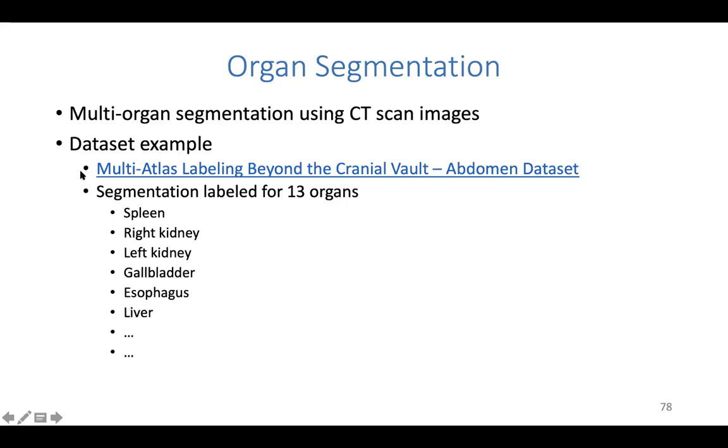One representative data set example is Multi-Atlas Labeling Beyond the Cranial Vault, which is just MAL. So the MAL data set. In the MAL data set, there are different categories, but we're going to look at the abdomen data set. Abdomen is belly. What we want to do is to segment 13 different organs inside your abdomen, inside your stomach. They're like spleen, right kidney, left kidney, gallbladder, esophagus, liver, like artery.